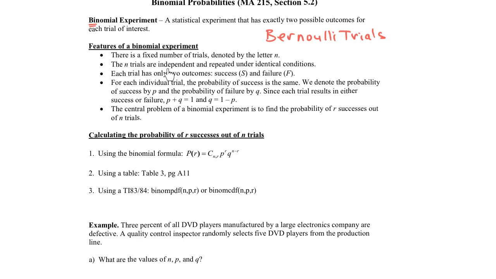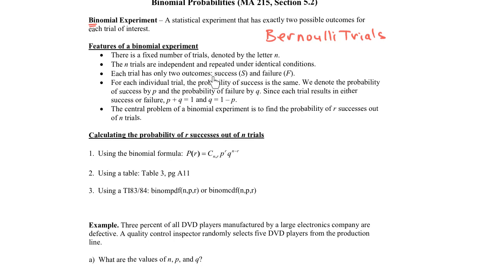These n trials are independent and repeated under identical conditions. They're independent from one another, right? If I flip a coin and then flip another coin, the first coin flip has nothing to do with the outcome of the second coin flip. So they're independent, like we talked about in chapter 4. Like rain in Topeka has nothing to do with whether you eat lunch tomorrow. It's just independent, right? So the trials are going to be independent.